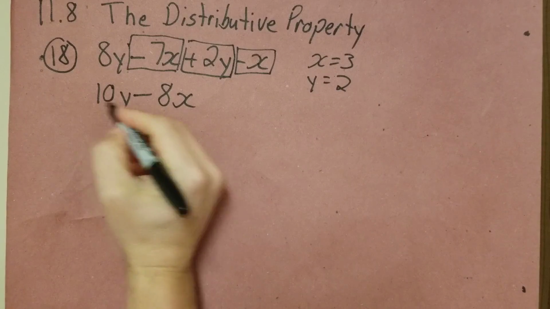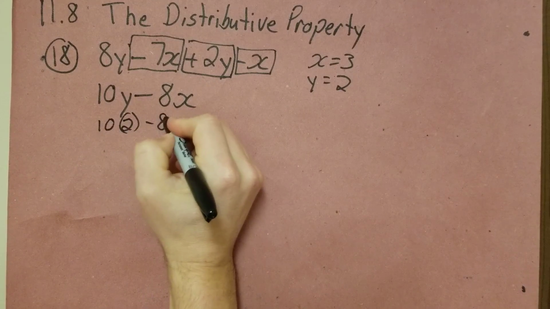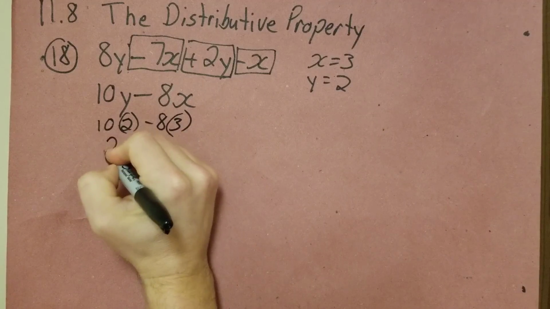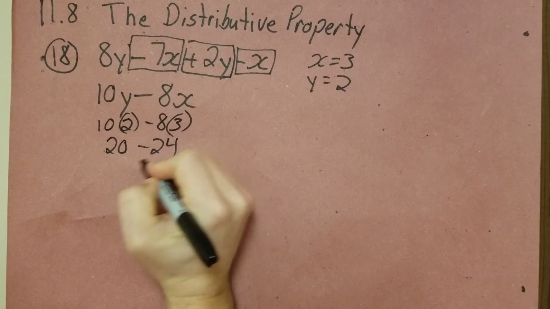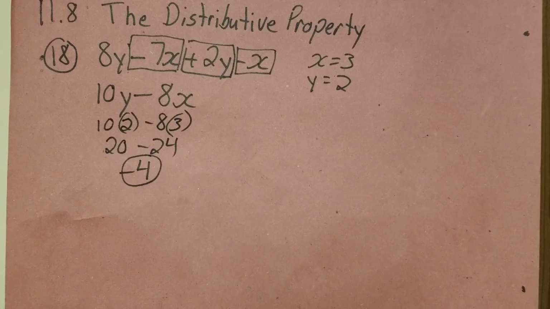So now I'm using these. So 10 times 2 and 8 times 3. 20 minus 24. I have negative 4. I don't know if I told you if you could have negative numbers or not, but you can. So there we go. Okay.